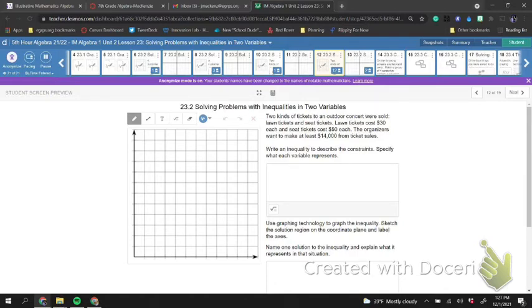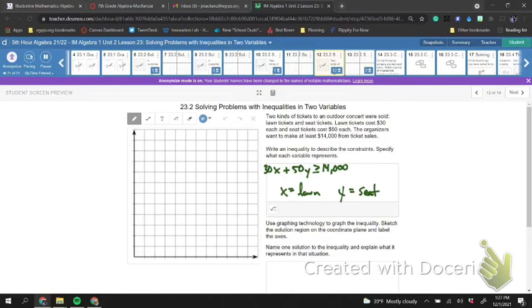So it needs to make at least 14,000. So it would be like 50y or something. We'll do 30x and 50y, where x would be lawn seats and y would be seats. And this is a real thing at outdoor concerts. I don't know if you guys know this. Or even at Whitecaps games. There's like lawn seats and then seats.